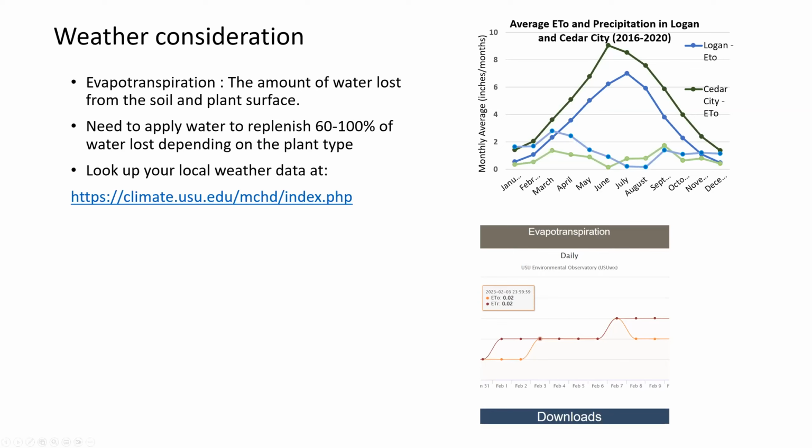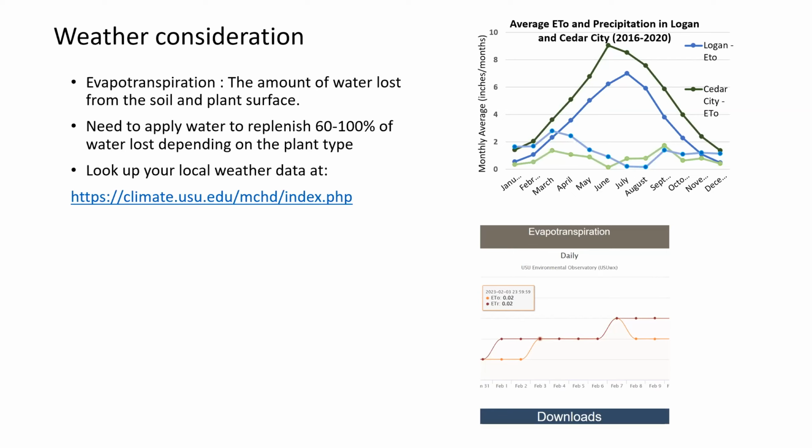So look up your weather data. Here is climate.usu.edu. If you go to the link here, there are a lot of weather stations, and if you click the weather station that's close to you, you can pull up something like this evapotranspiration, and you can see daily or monthly data, which will give you a general idea of how it changes so that you can change your watering practices. Also, it changes by location. So if you are living in Logan, this is pulled up from 2016 to 2020. In Cedar City, the monthly evapotranspiration at the peak month might be 8.5 or something, but in Logan, it would only be like 6.5.